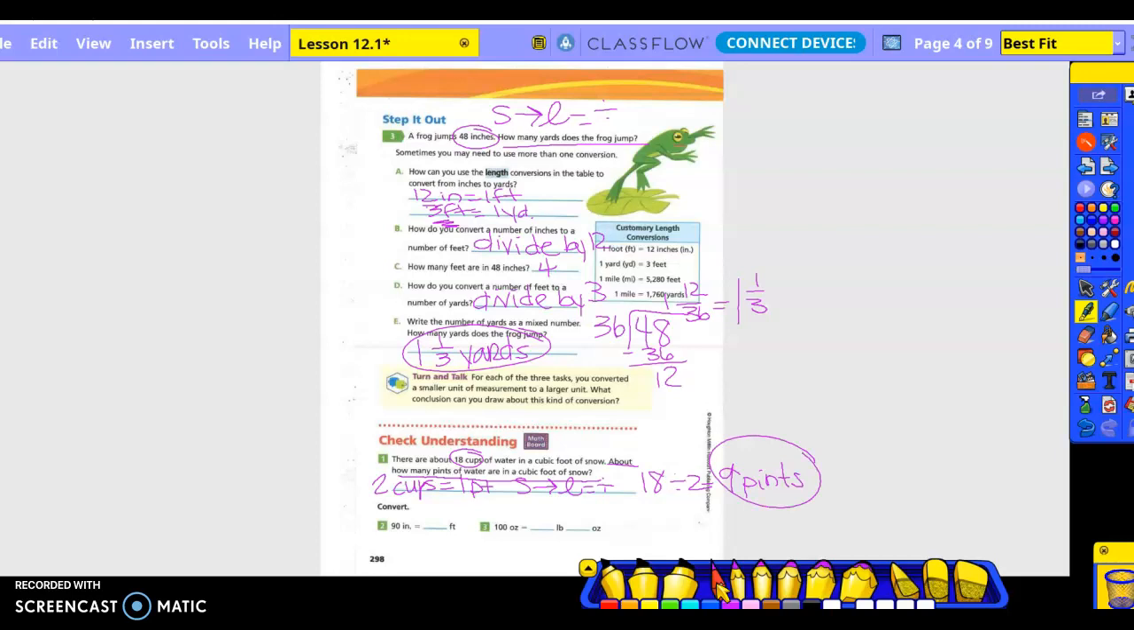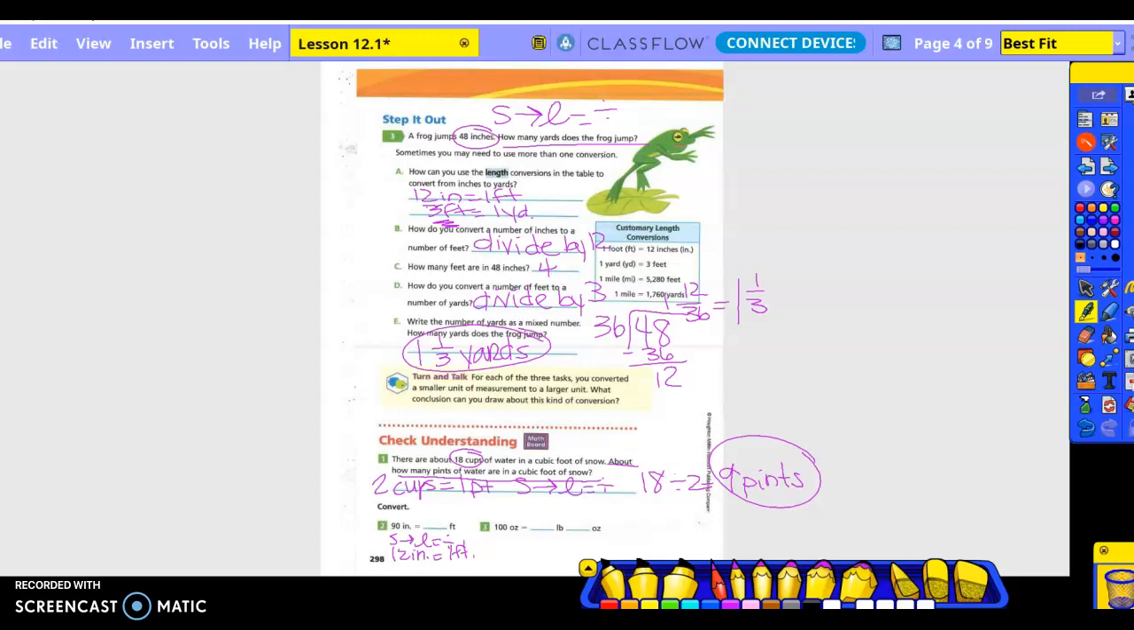Next one, 90 inches to feet. Am I going smaller to larger, larger to smaller? Smaller to larger, so I'm going to do what? Divide. So I want 3 steps. I want that smaller to larger and then it's divide. And if you were going larger to smaller, then you would multiply. But then your second step is your conversion. So how many inches are there in a foot? So 12 inches equals 1 foot.